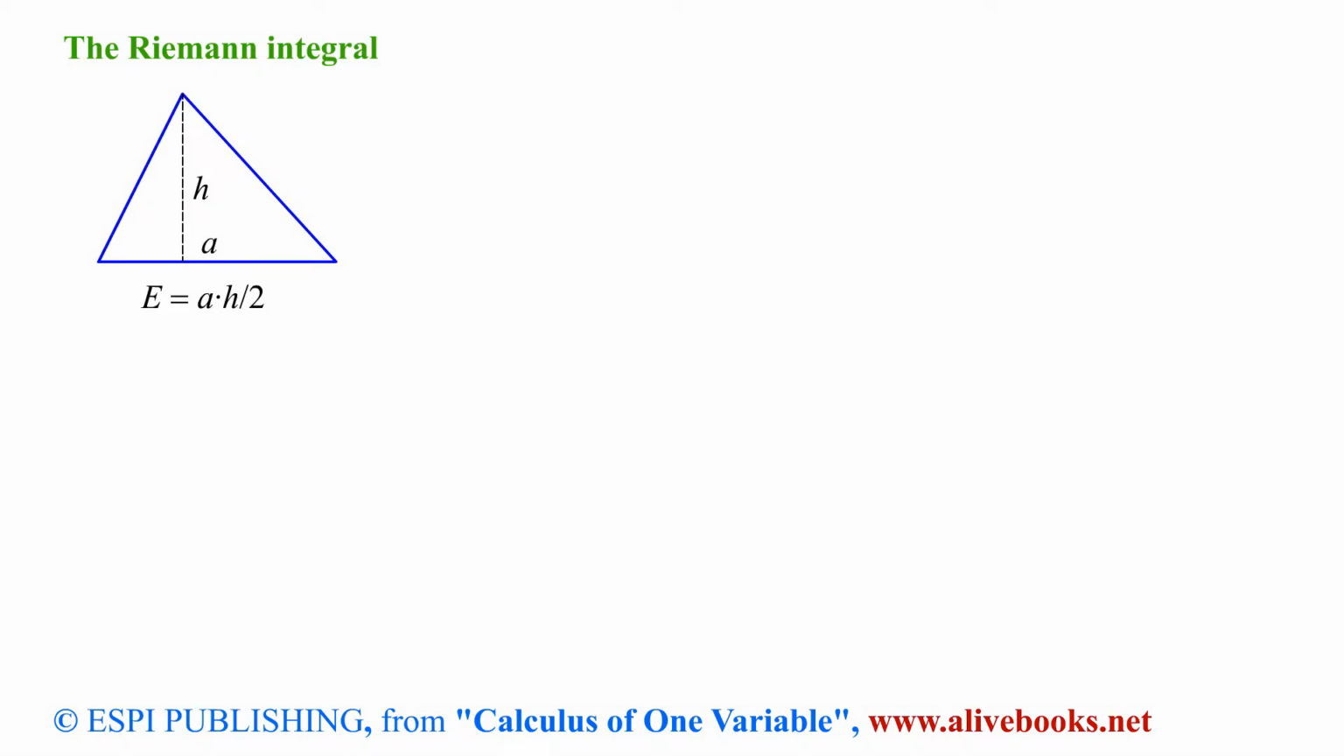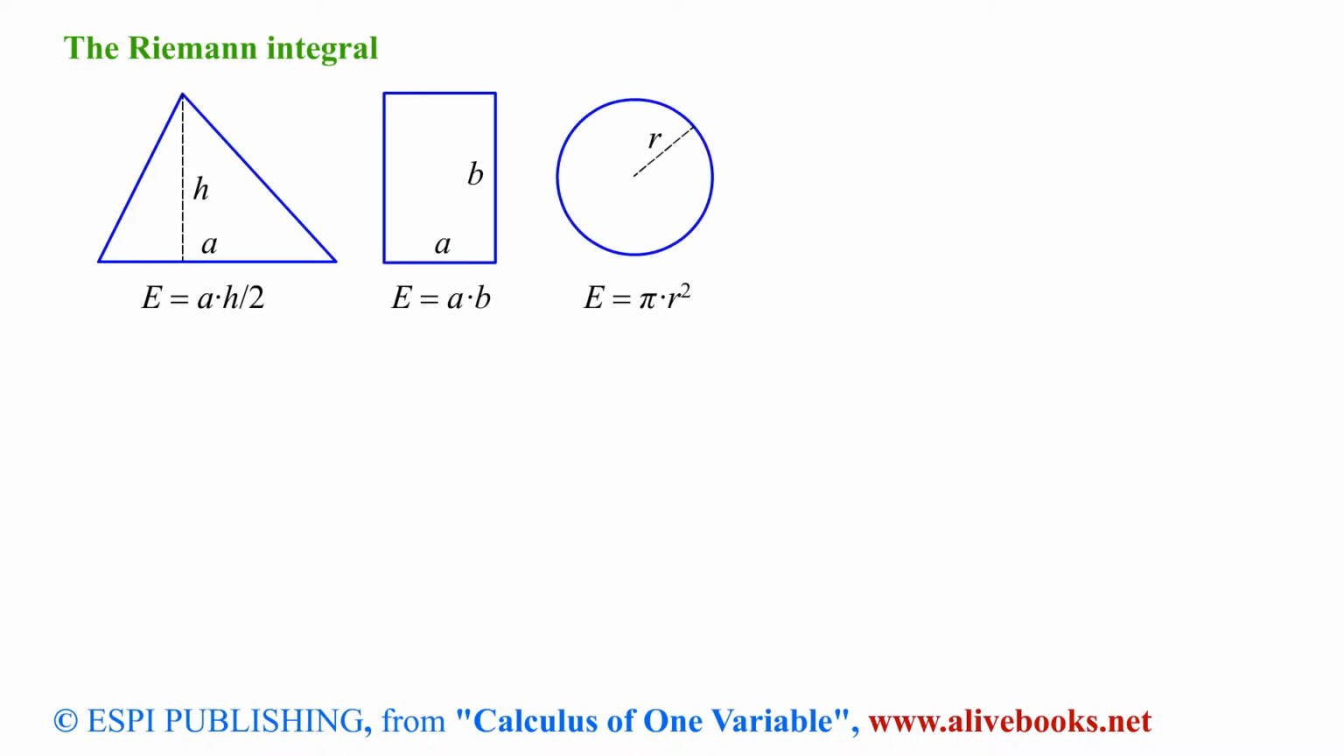In plane Euclidean geometry we have defined the area of some simple plane figures. The area of a triangle is half the product of a side times the corresponding height. The area of a rectangle is the product of two adjacent sides. The area of a circle is pi times the square of its radius, where pi is approximately 3.14. The area of an ellipse is pi times the product of its two semi-axes.